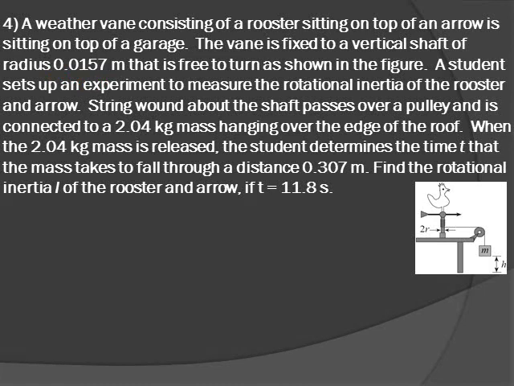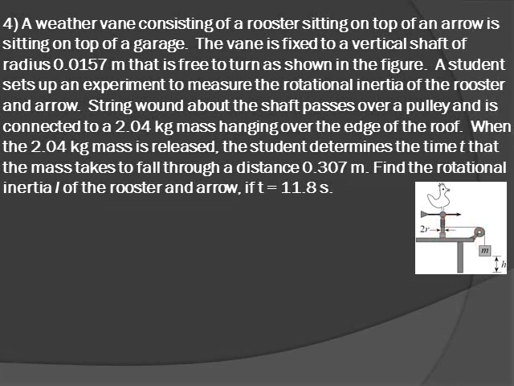And the student sets up an experiment to measure the rotational inertia of the rooster and the arrow. The string is wound around the shaft and passes over a pulley and is connected to a 2.04 kilogram mass hanging over the edge of the roof. Now this pulley right here, we're going to assume that it doesn't have much moment of inertia, that it's not going to take too much energy or too much force to get that to turn. So we're going to ignore the effects of this pulley right here.